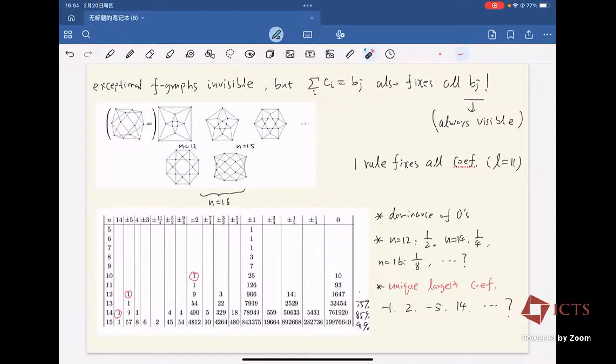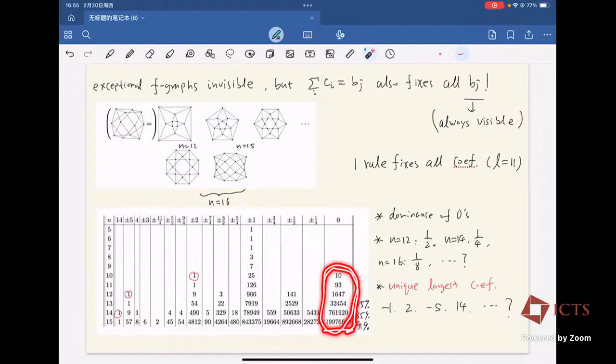So all you need to do is to go one loop higher. The invisible ones will also be fixed, because it can be obtained by pinching of another guy. Okay, so in this way we fix all the coefficients. Here are some statistics. You can see that the majority of them are 0, right?